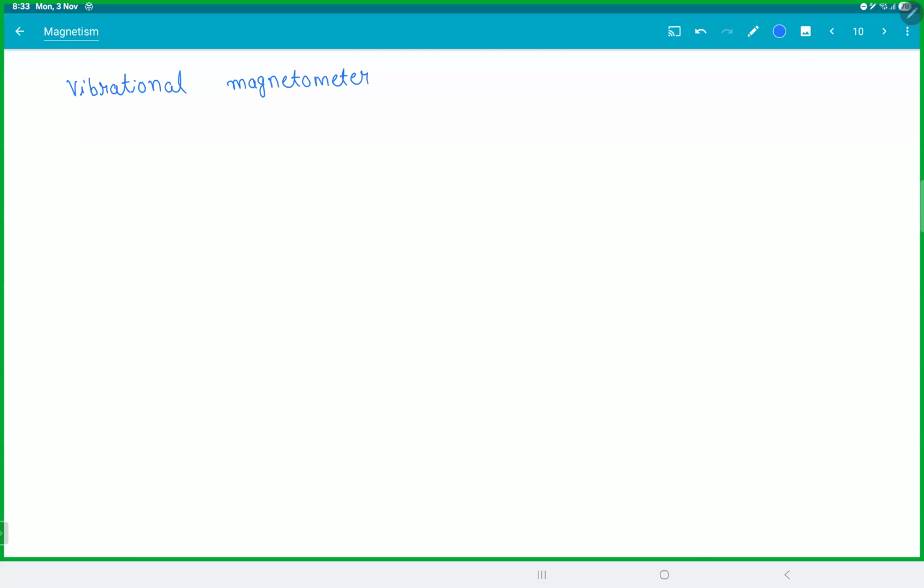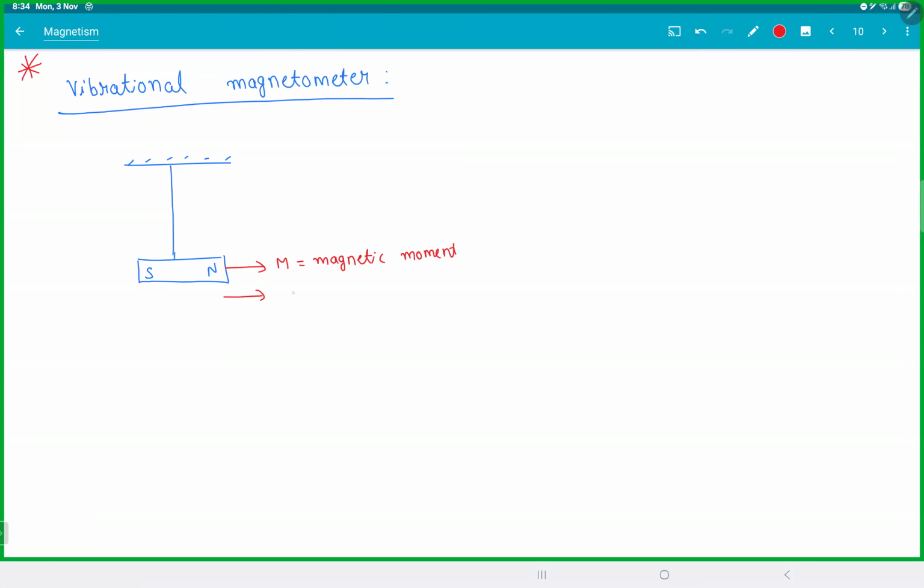Vibrational magnetometer. It's an important one and not difficult. So suspend a magnet. If you take a magnet and suspend it in air, North Pole, South Pole, this will have some magnetic moment. And what will happen if you just suspend the magnet in the air, it will align in the direction of the Earth's magnetic field.